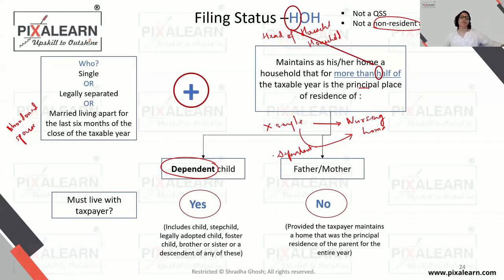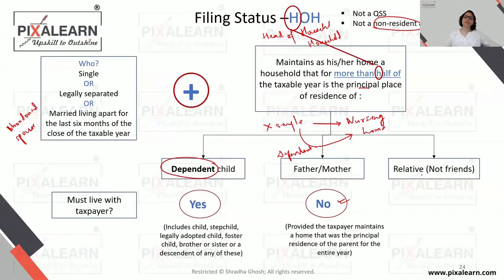If it's a mother or a father, they don't have to stay with me. Even if I'm maintaining a house which is their principal residence for more than half of the tax year, I would still qualify them as my dependent and I'll claim an HOH status. Now remember, an HOH status cannot be claimed for a friend. Imagine a person who goes to the US and has a very close friend who also goes and stays with the person in the US. The person is earning, and the friend is studying, let's say.